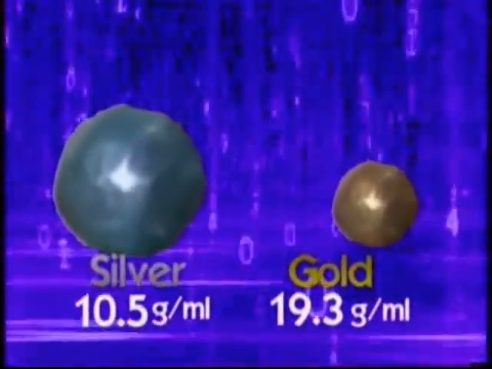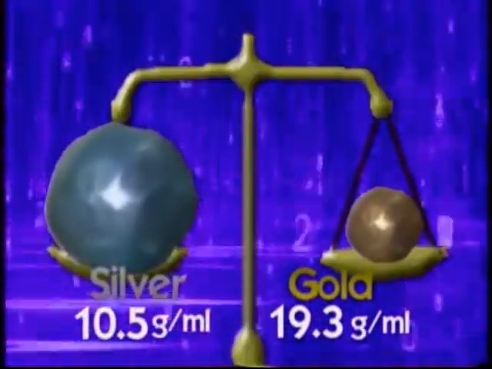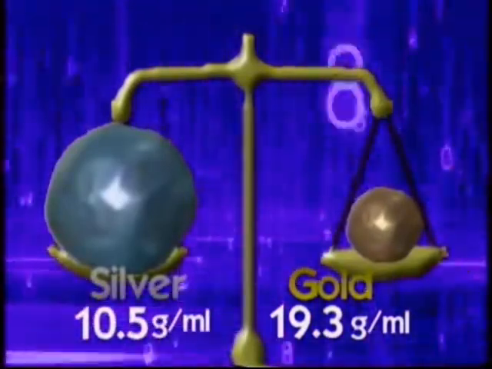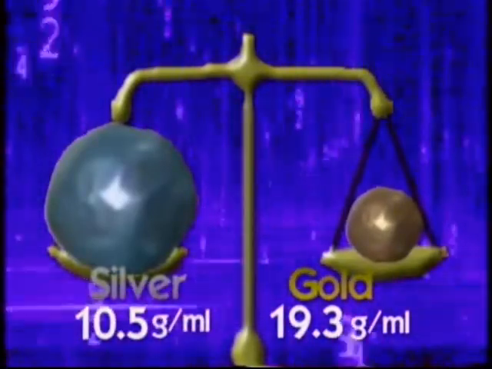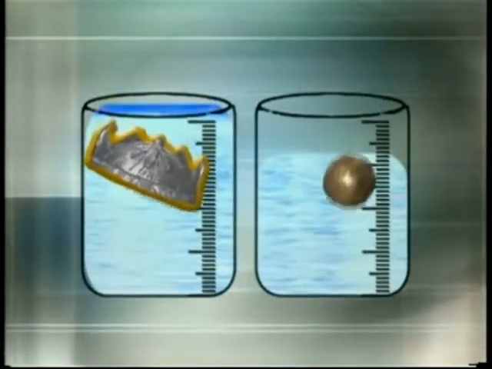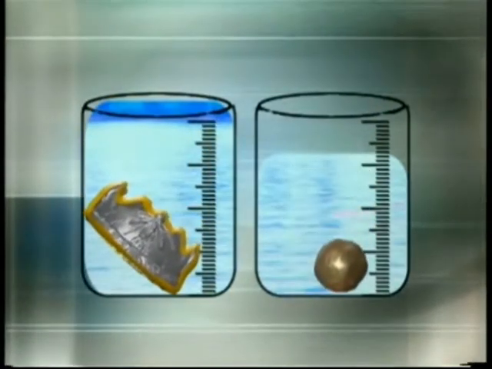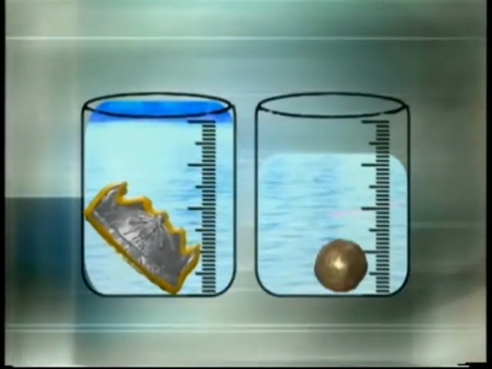Silver and gold have different densities. That means in order to have the same mass, silver has to have a greater volume. The king's crown was probably silver and only plated gold, and that's why it took up more space than it should have.